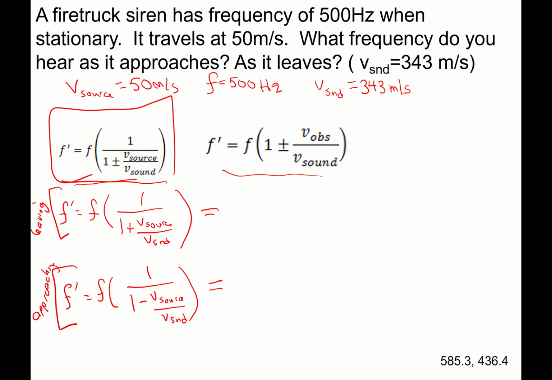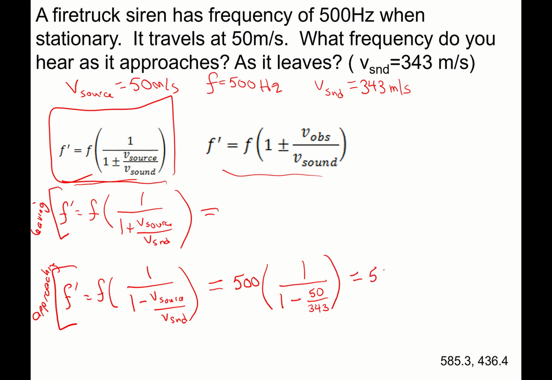So always think about it. If you're getting closer, you want a higher frequency, and which equation is going to give you the higher frequency, and then you'll know which to choose, the plus or the minus sign. So if it's approaching, I'm going to use the bottom equation. I'm just going to plug my numbers in. So my new frequency is 500 times 1 over 1 minus the speed of the source, 50, over the speed of sound, 343.